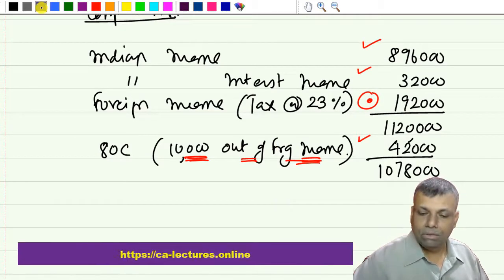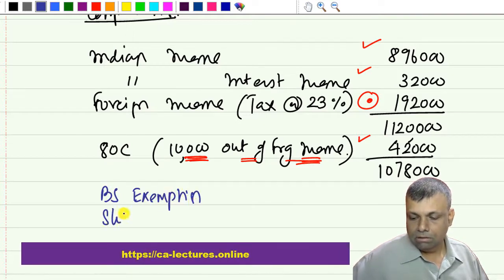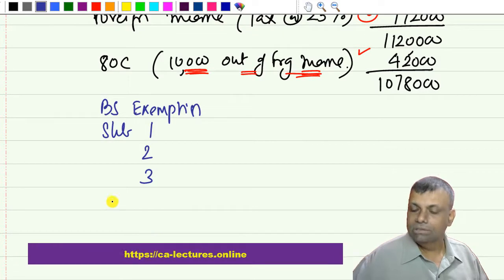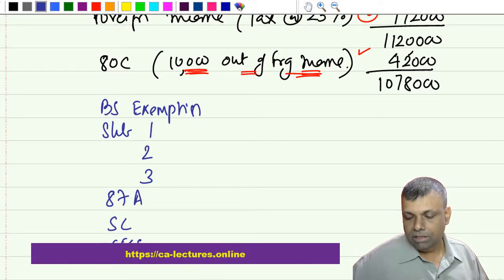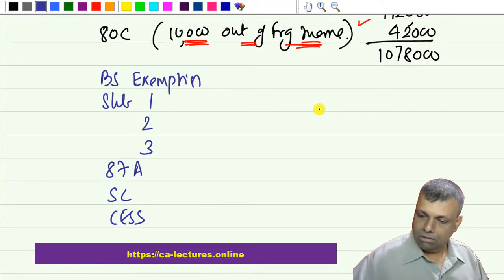Now it's a straightforward tax liability calculation. Okay. So just give basic exemption, slab 1, 2, 3. Everything is on merits now. 87A rebate on merit, surcharge on merit, cess on merits. Okay. Now, you will get a tax liability.